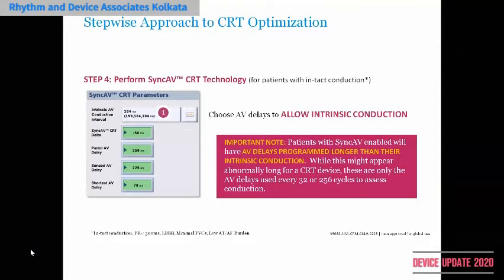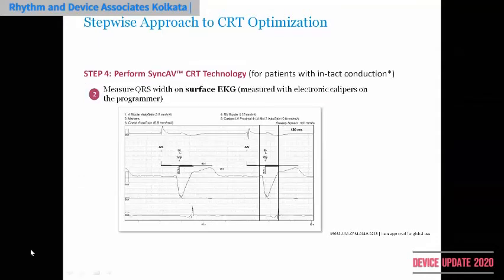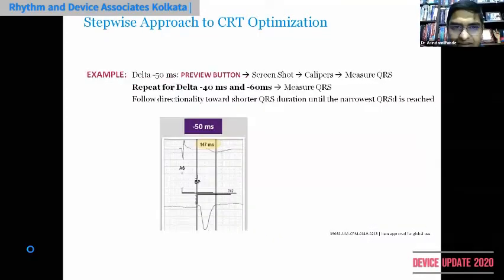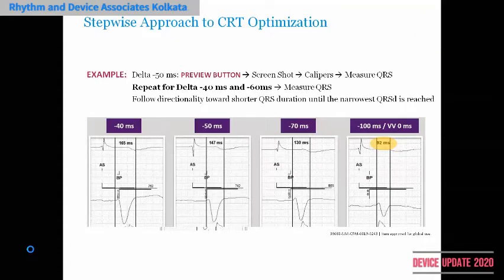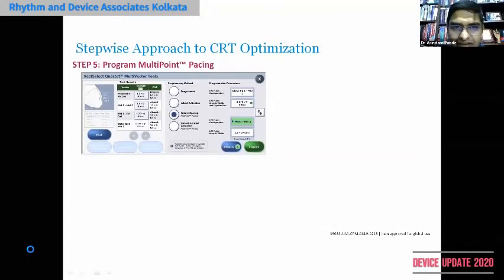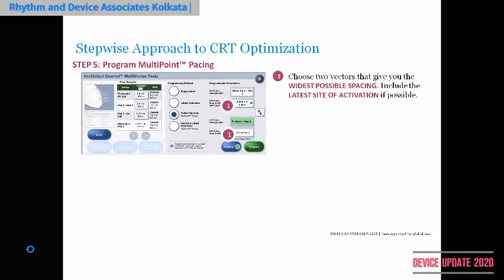Perform SyncAV. I think this portion has already been covered. This is how the delta is determined and programmed. We start from delta 40 to 60, and we can serially see the surface QRS narrowing, and we have a wide option of changing the delta. With that, we can get a very, very narrow QRS width. So this is the stepwise approach of CRT optimization.